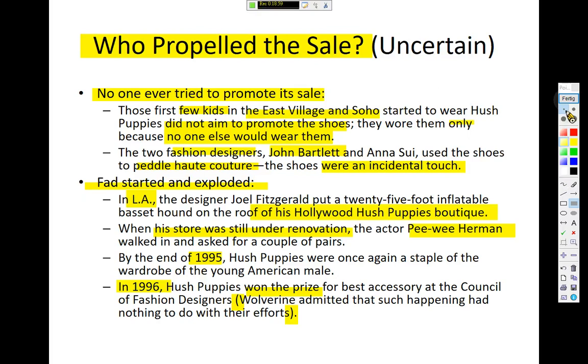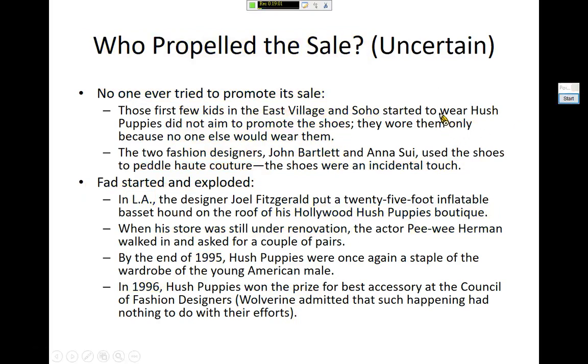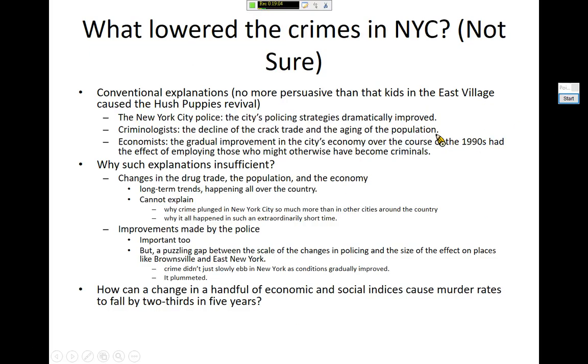Okay, let's move on to solve the mystery of the crime rate of New York City. Then who lowered the crimes in New York City? Not sure. Not sure. Who should have the credit? No idea.